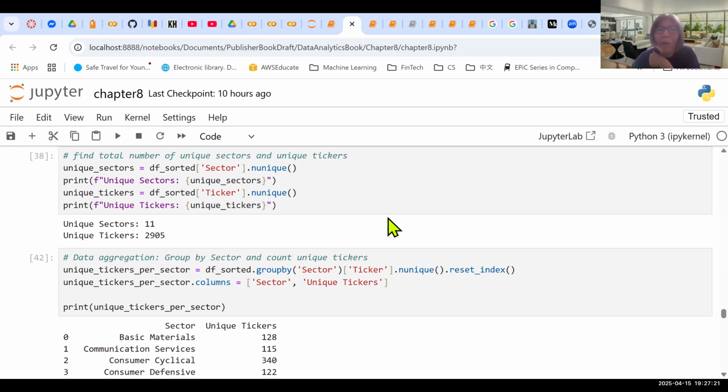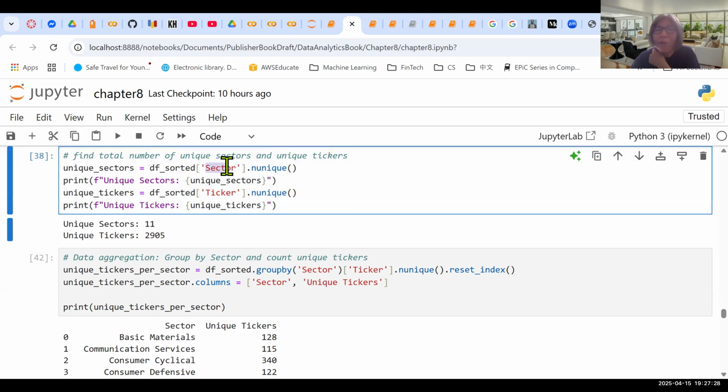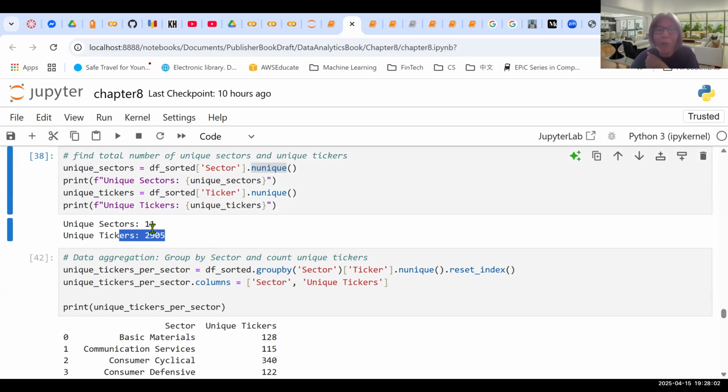For this whole data set, we may also be interested in how many unique sectors there are. What are those sectors? We may also want to know the unique tickers, because there is a lot of duplicate ticker information since it's a quarterly report. So we can call this unique function, and it will give us the unique sectors and the unique tickers. We can see there are 11 sectors and 2,905 unique tickers.